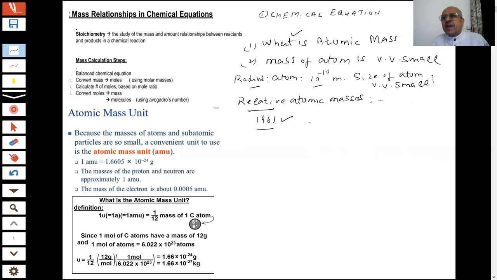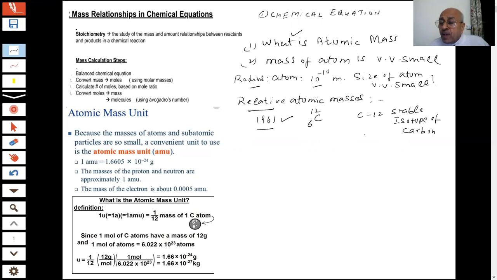students, it was decided that the carbon isotope C12, carbon 12, which is a stable isotope of carbon, would be chosen as the reference point for comparing the atomic masses of other elements. Carbon has got isotopes. This was used as a reference for comparing the atomic masses of these elements.